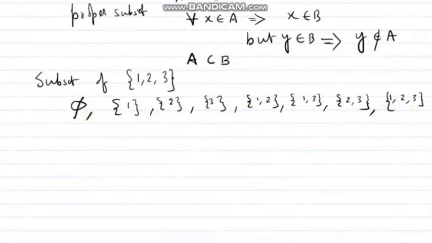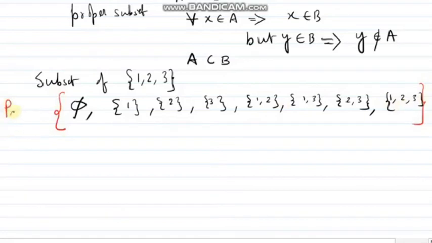So if I write all the subsets in one set, all the subsets represented in one set, that set is known as power set.